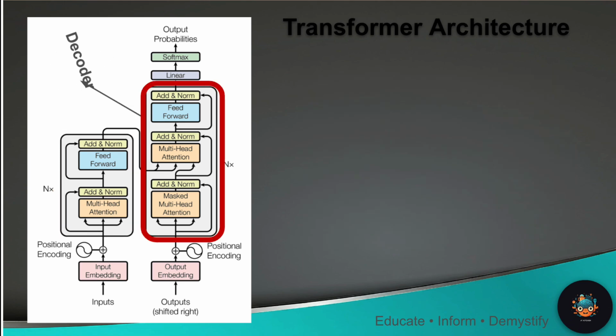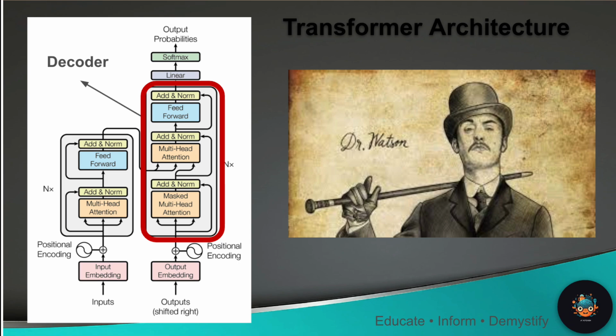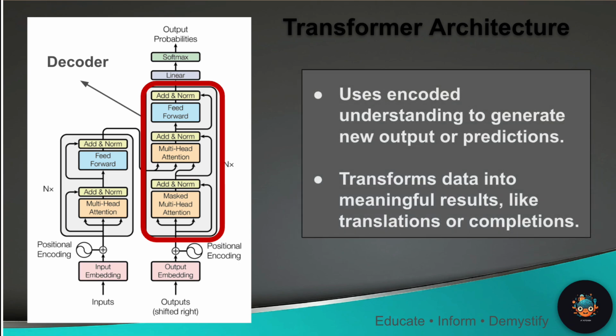Then comes the decoder, who is like Watson. Once Sherlock has made sense of the data, Watson uses that understanding to generate something new, whether it's predicting what comes next, or creating a translation, or generating a new image, or even completing a musical piece. In a way, the encoder focuses on understanding the input data, while the decoder generates something useful based on the understanding, no matter the type of the data.